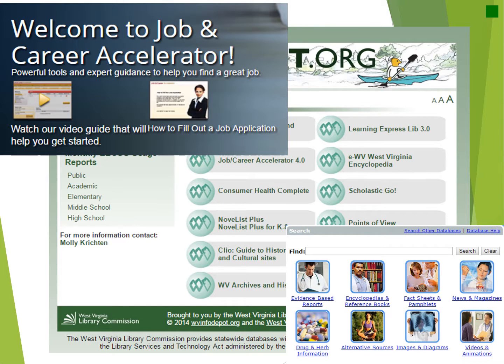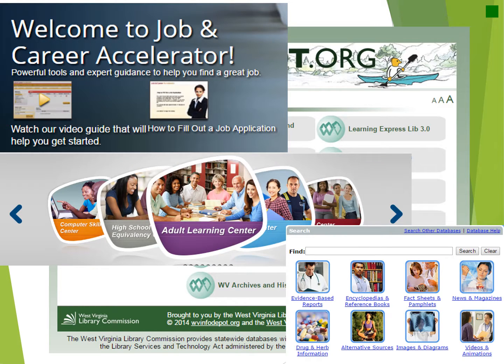Job Career Accelerator is a resource that helps people to learn about jobs, how to prepare for them, and how to apply. Learning Express Library helps to achieve your educational and career goals. These are powerful tools for the people in West Virginia. Other states have similar resources available.